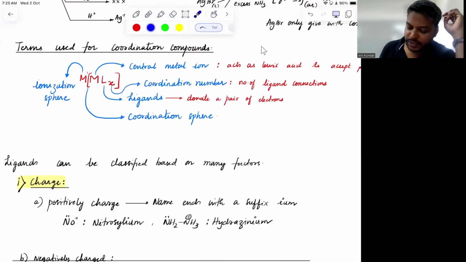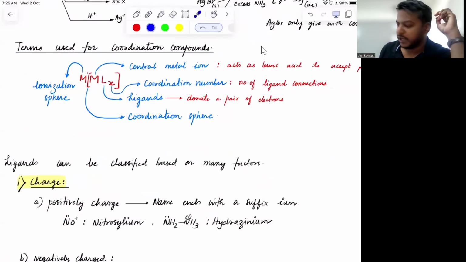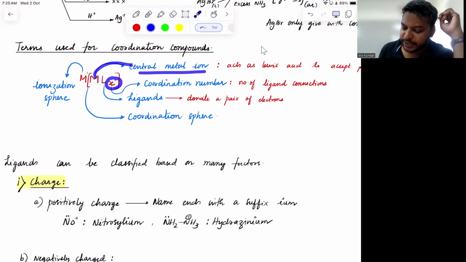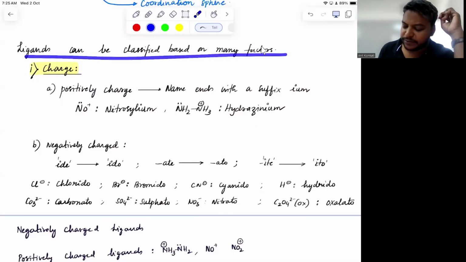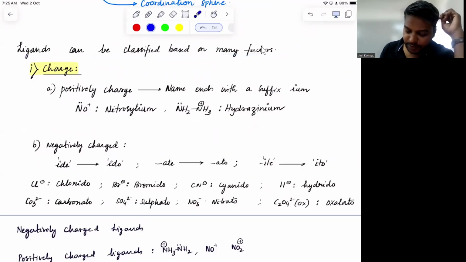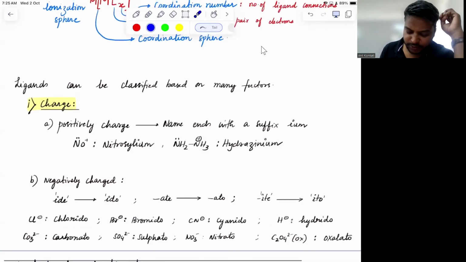Next. What are the main terms we need to understand in coordination compounds? Anything which is outside the bracket is called the ionization sphere. Within the brackets, we call it the coordination sphere, and it would have ligands and the central metal atom, and x represents the number of ligands, which is the coordination number as well. Ligands can be classified based on many types. One is charge, basically whether it is positive, negative, or neutral. Then based on denticity and so on.